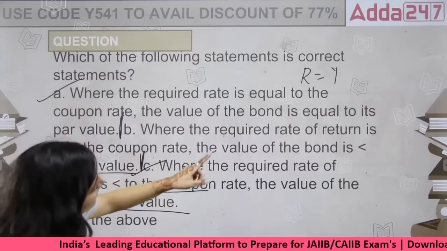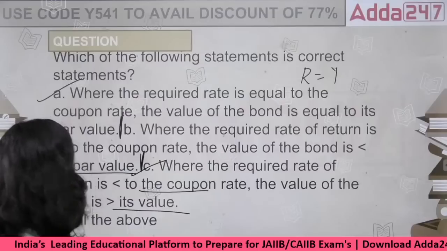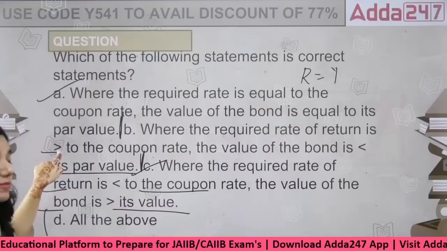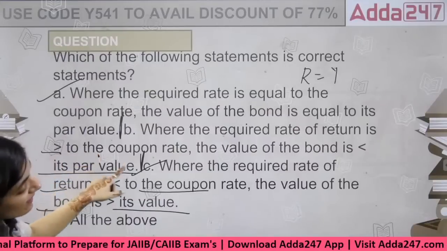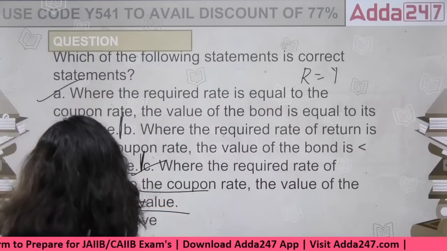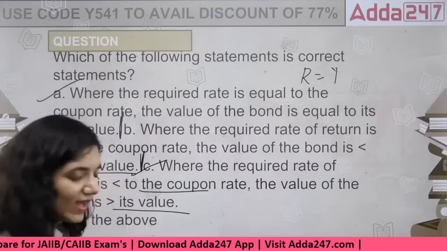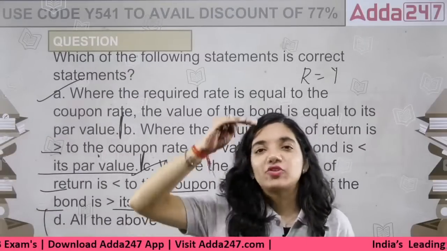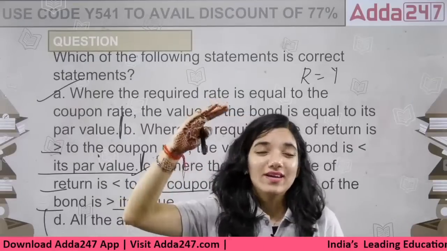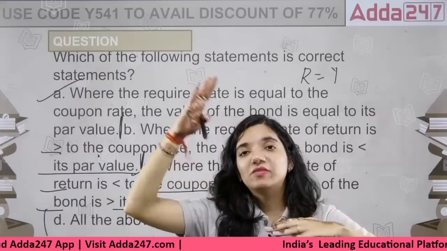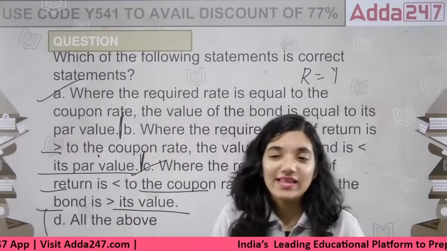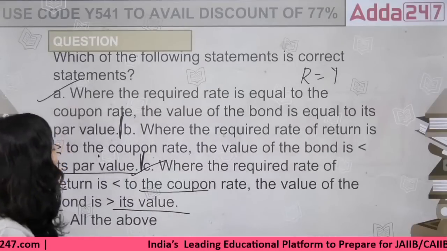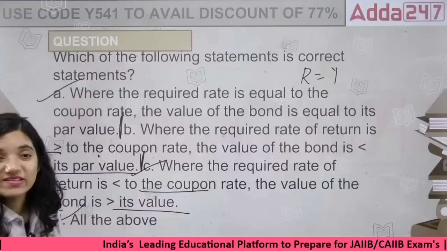The second point says where the required rate of return is more. That means I am expecting 10%, 15%, while the coupon rate is lower, so the value of the bond is less than par. Correct. This is also correct. I expected the bond to give this much return, but it is somewhere lower, so we are not able to reach that limit. So in this case, the correct answer is all of the above. All of these are correct.